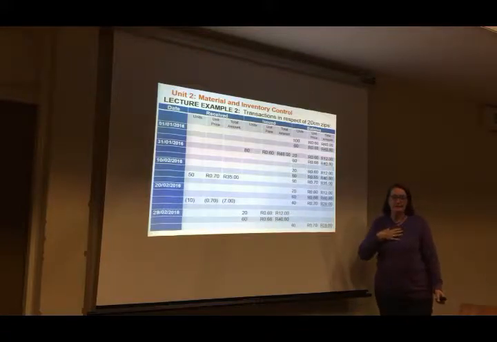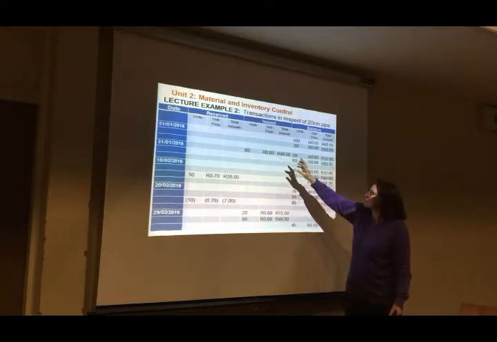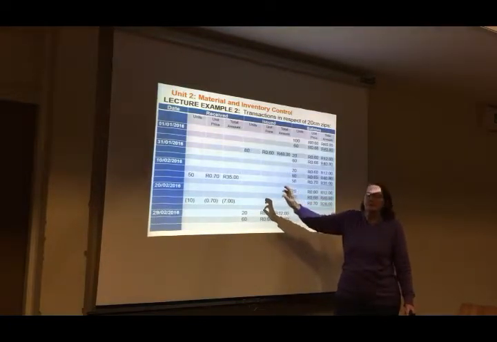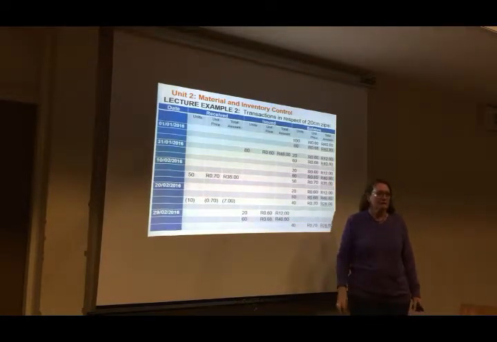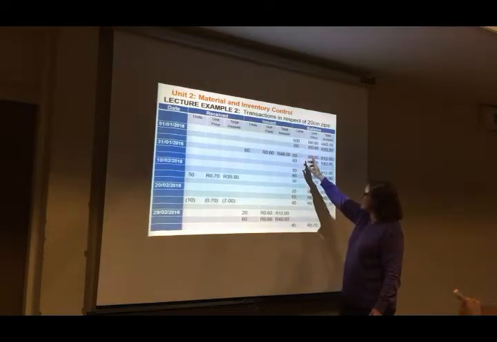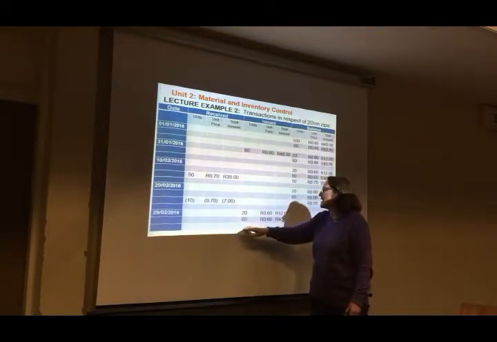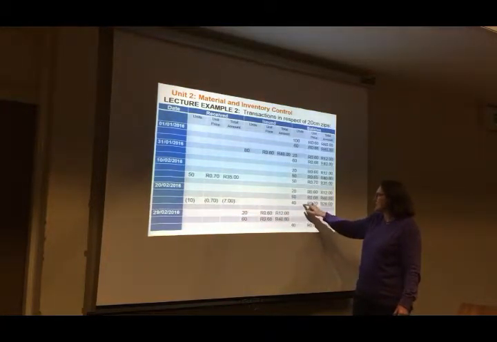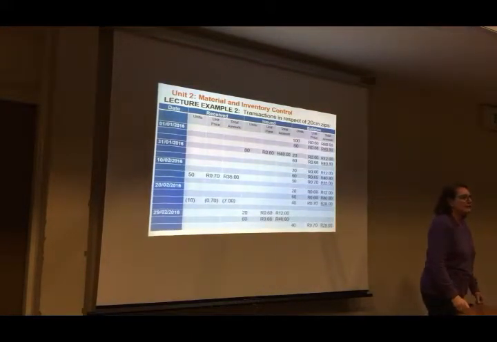Fantastic. Okay, so the short way is I had 160, I used 80, I've got 80 left. I bought another 50, I've got 130. I sent 10 back, I've got 120. I issued 80, I've got 40, and it must be 40 at 70 cents, because that's the last price we had them at. 40 times 70 cents is 28 rand. Okay, yes?